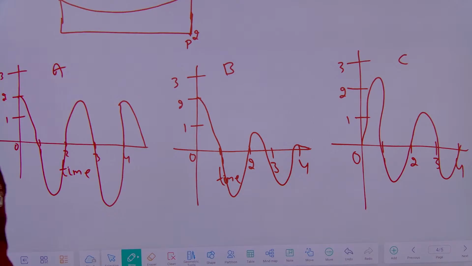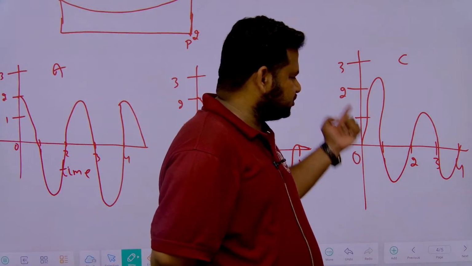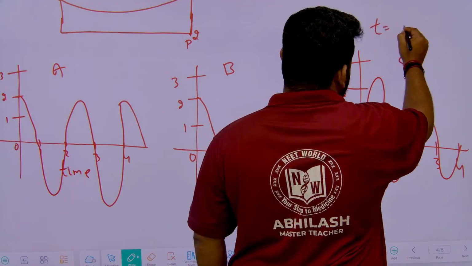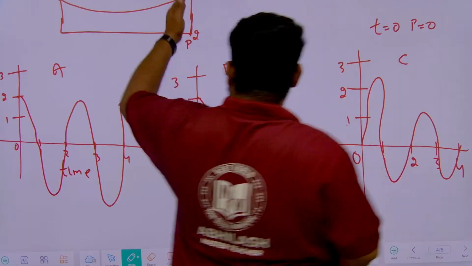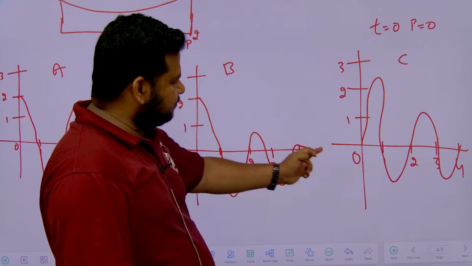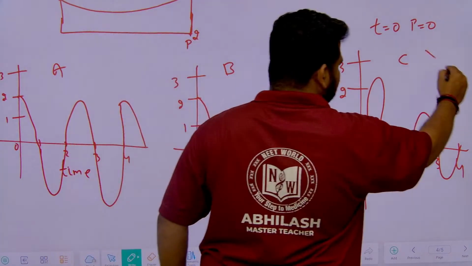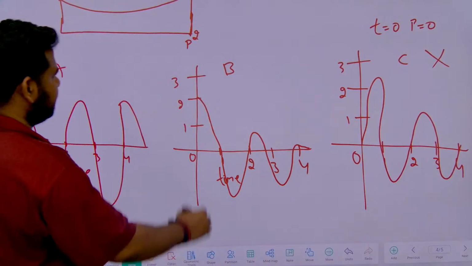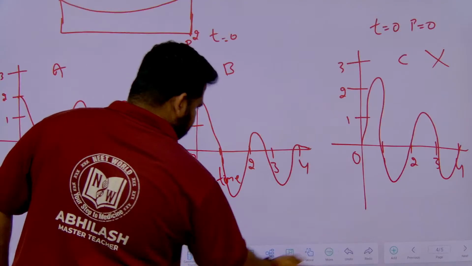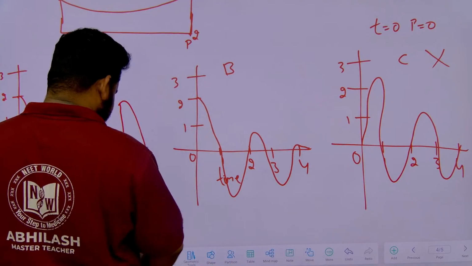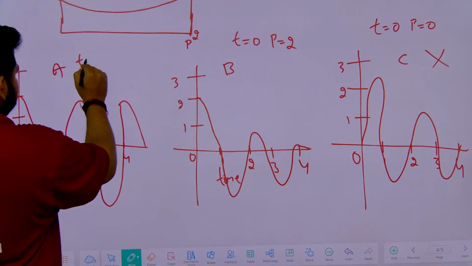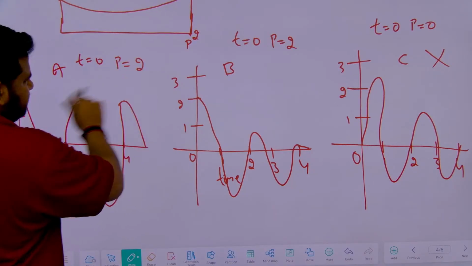Wonderful, that is correct. See, at t equal to 0, position is 2, but here position is 0 only. So this is absolutely wrong for our figure. At t equal to 0, I am telling position 2, but here position is 0. So this is completely wrong graph. But in the other graphs, at t equal to 0, we are having position 2, fine. So these two graphs are fine.